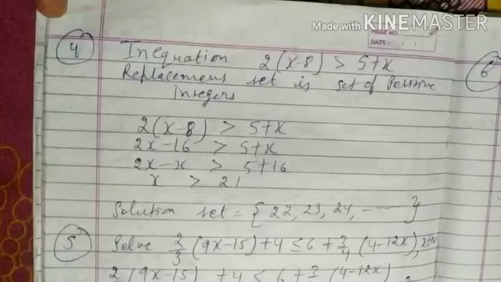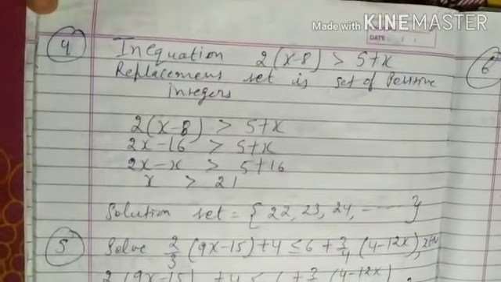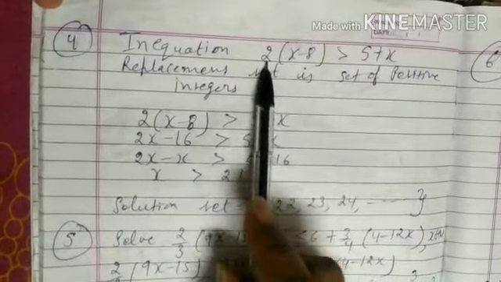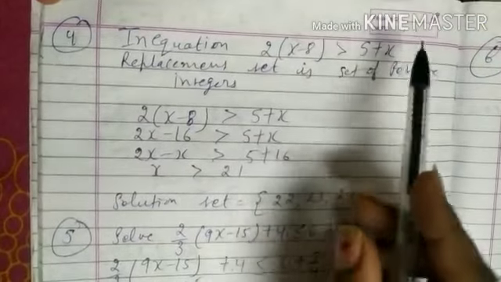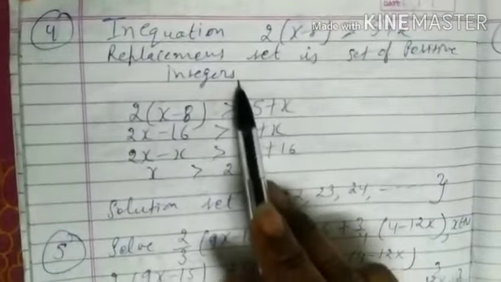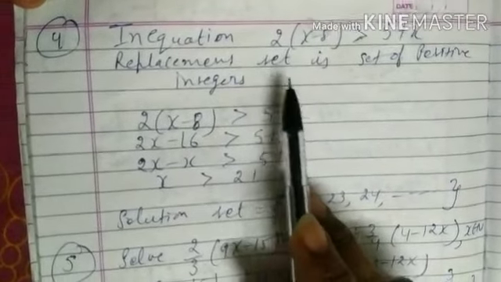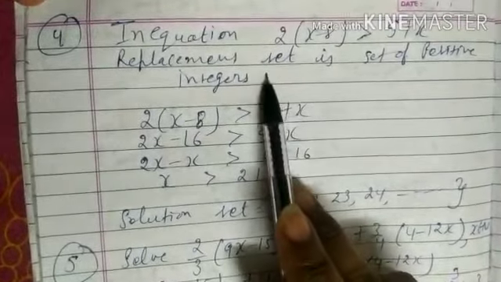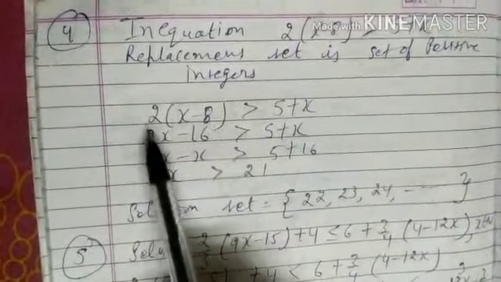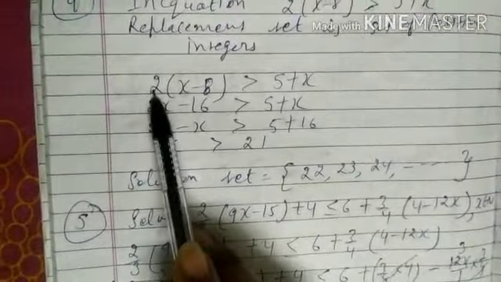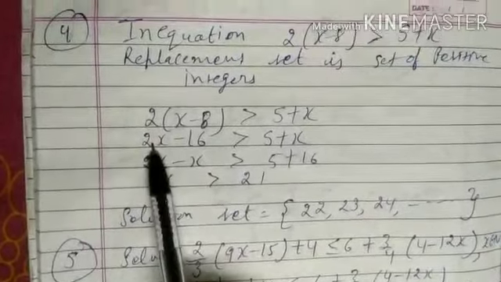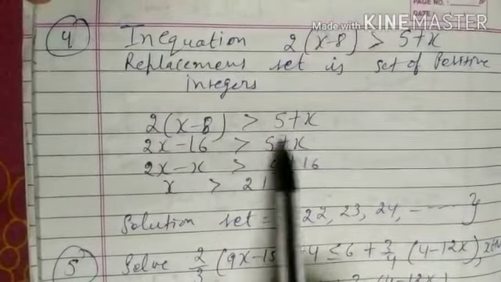Now fourth sum. Inequation is given 2 into x minus 8 greater than 5 plus x. Replacement set is set of positive integers. When we see elements from replacement set, we have to see only positive integers. First we will write the inequation. In first step, we will multiply the numbers inside the bracket by 2. 2x minus 16 greater than 5 plus x.